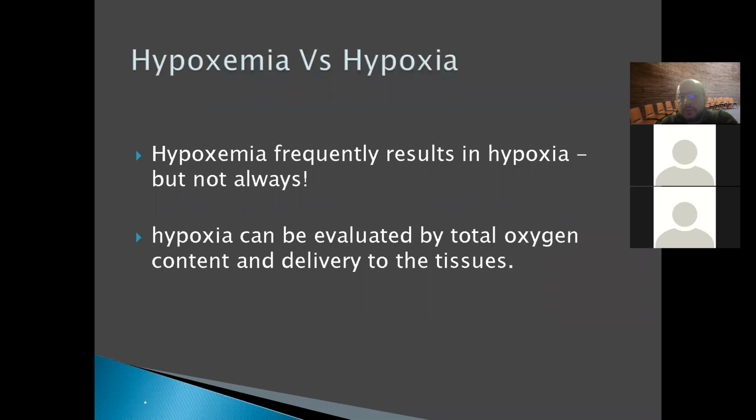There are two different terminologies I need everybody to be aware of: hypoxemia and hypoxia. When we say hypoxemia, we are looking at the PaO2 or oxygen saturation in the blood, how much oxygen is in the blood. With hypoxia, we are talking about tissue perfusion, sorry, oxygenation at the tissue level.